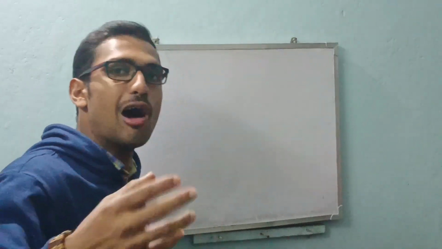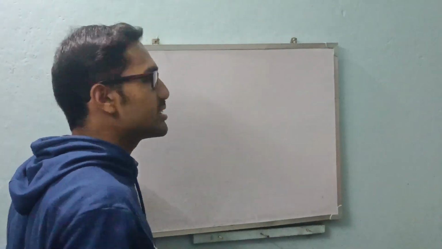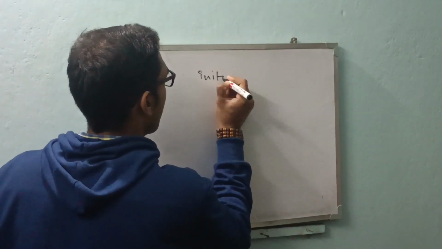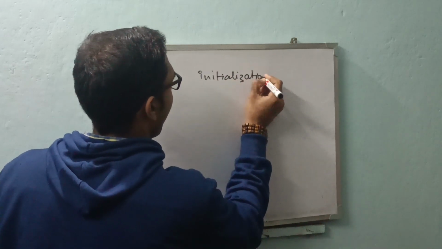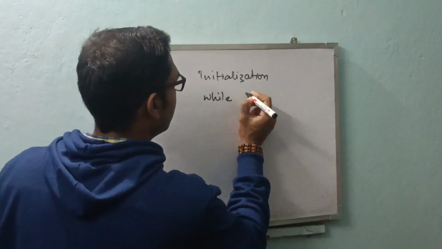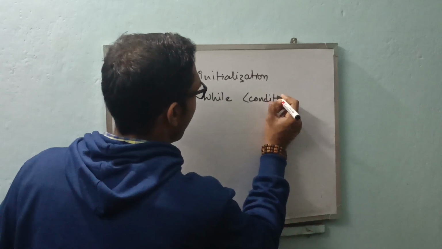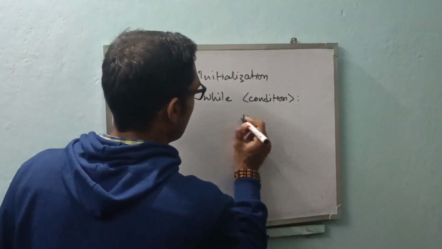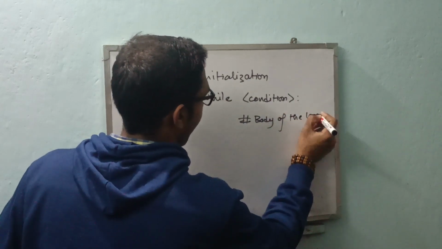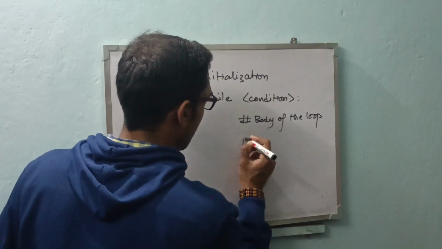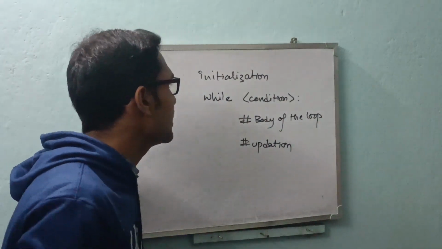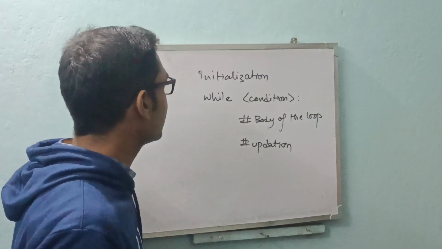Let me first show you how to write a while loop. Its structure: first there is an initialization. After that we have the while keyword. Then here comes the condition, colon. Here is the body of the loop. And we have the updation part also. And done. So this one is the structure of the while loop.